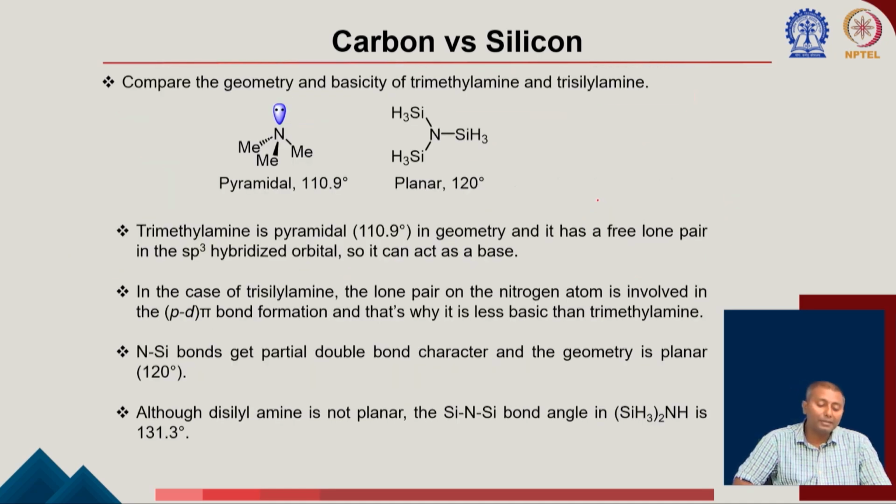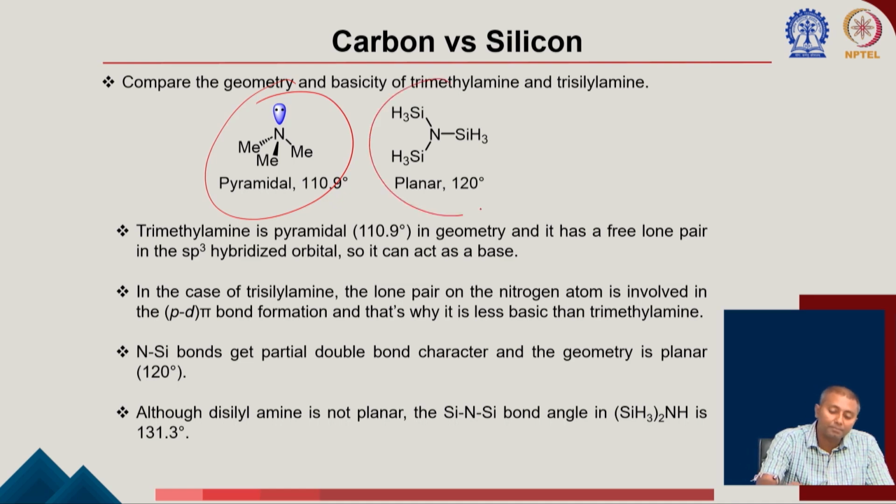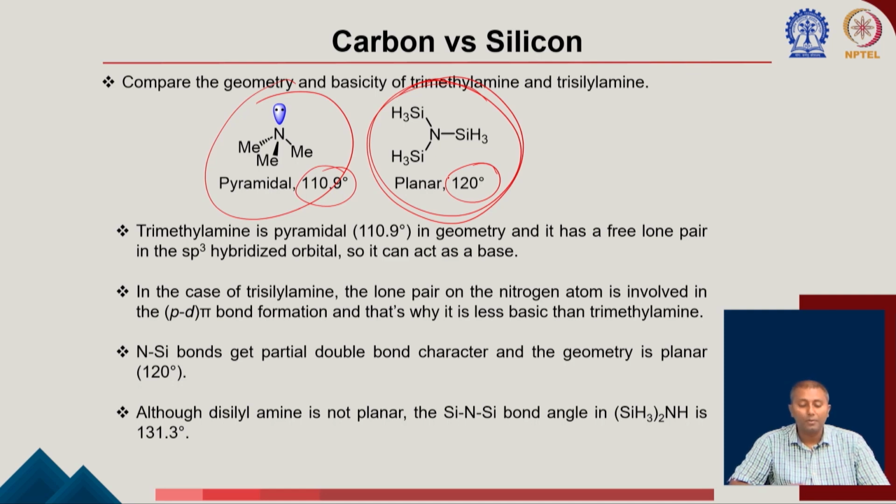The other important fact is if you compare amine analogs, like trimethylamine versus trisilylamine. What is the difference here? In trimethylamine, the nitrogen is sp3 hybridized with a pyramidal shape. But when you come to trisilylamine, it is planar with 120 degree angles. Why is there a difference in the geometry?